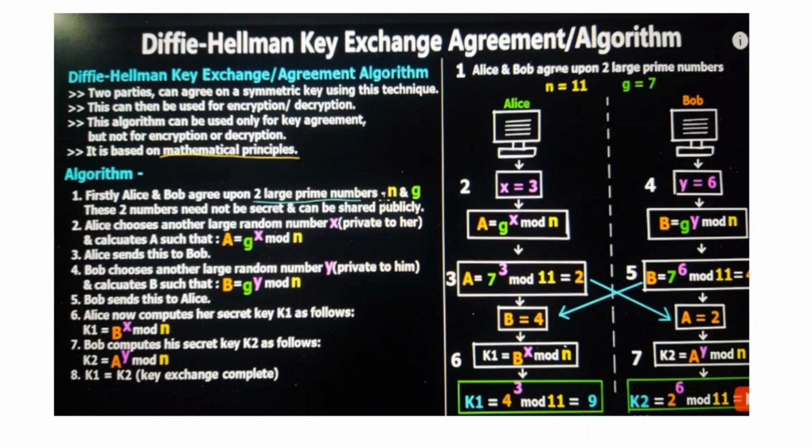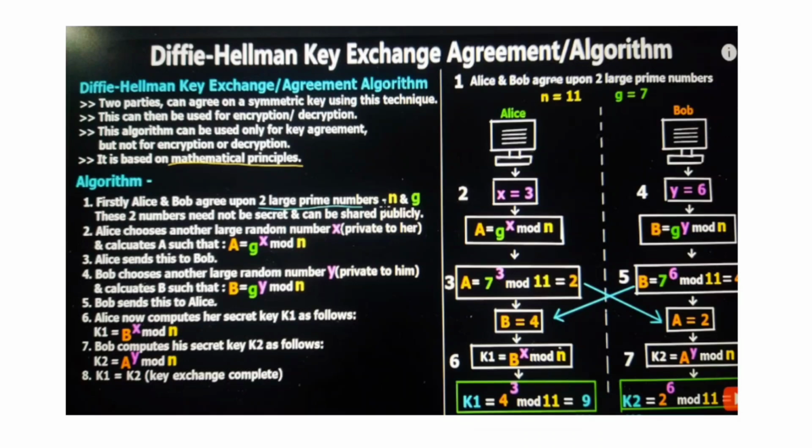In the first step, Alice and Bob agree on two large prime numbers, n and g. Why are we taking prime numbers here? Because the calculations can be found easily using prime numbers. Here Alice takes the prime number 11 and Bob takes the prime number 7, so n is equal to 11 and g is equal to 7. These two numbers need not be secret and can be shared publicly.